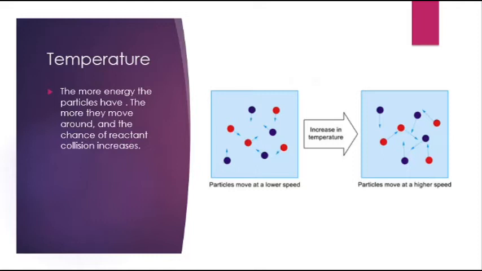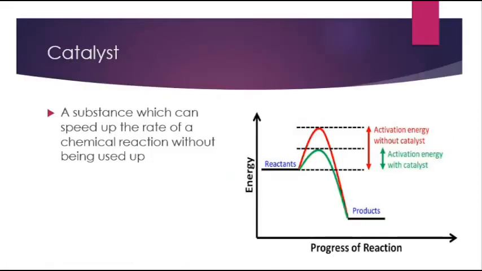The higher the temperature, the more energy the particles have, and the more they move around, so the reactants have an increased chance of collision. Meanwhile, if you slow things down, they're less likely to collide with one another. And lastly, catalyst. A catalyst is a substance which can speed up the rate of a chemical reaction without being used up. So if you add a catalyst, it will increase the rate of reaction.